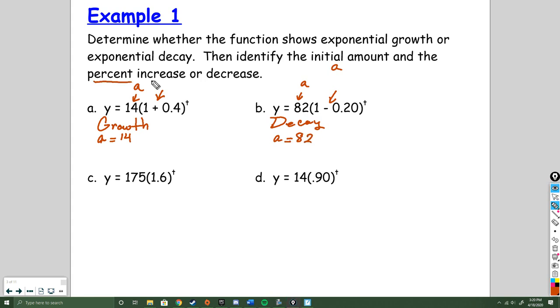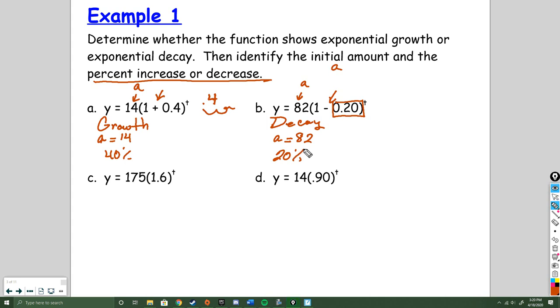And then finally, the percent increase or decrease. That is what we're adding or subtracting to 1. So we're adding 0.4 to 1. Now, 0.4 isn't the percent increase. Remember, this is written in decimal form. We got to change that to a percent. So really simple way, move that decimal point over twice, and we get 40%, or multiply it by 100. 1 minus 0.2, the 0.2 is going to be that percent increase or decrease. So this is going down, and we just have to change this into percentage, which would be 20%.